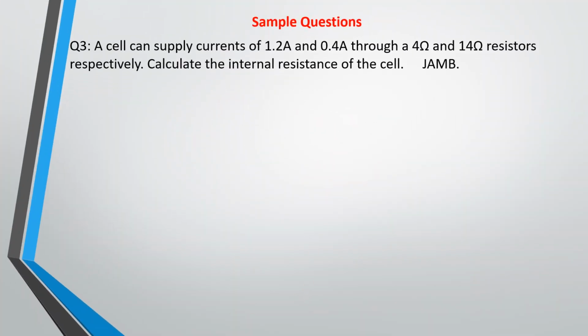This is another question, very interesting. It says that a cell can supply currents of 1.2 amp and 0.4 amp through a 4 ohm and a 14 ohm resistor respectively. Calculate the internal resistance of the cell. This is a theory question, so you can only do a sketch. You might not need to draw, but for this particular question, for ease of understanding, I will do the sketch so that you understand what they are saying.